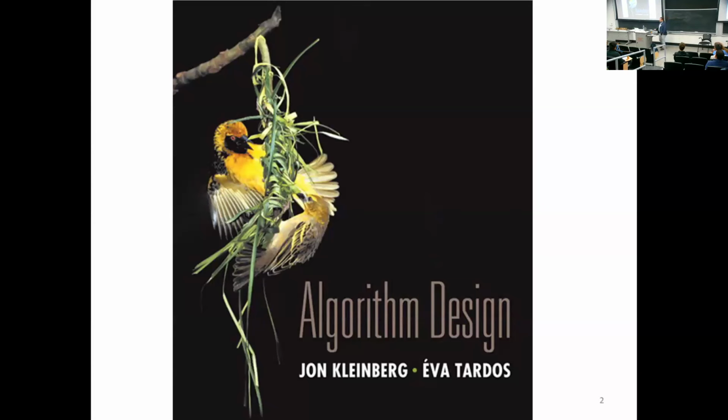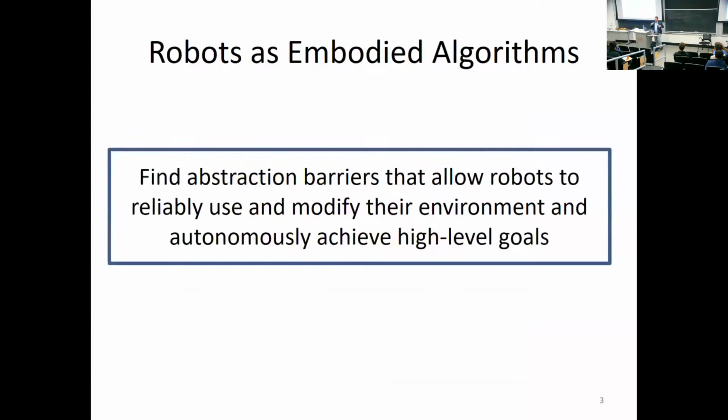So the reason I chose this title is that I think of a robot as an embodied algorithm. There's a state of the world before the robot runs its robot program, and a state of the world after. Ideally, this embodied agent would transform the world in a really predictable way.